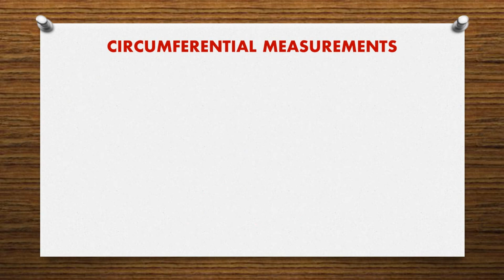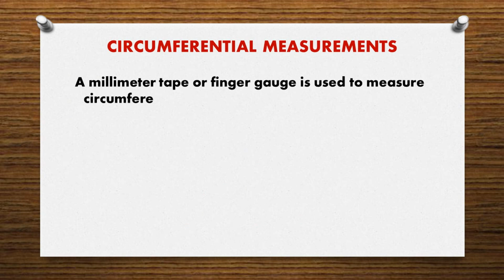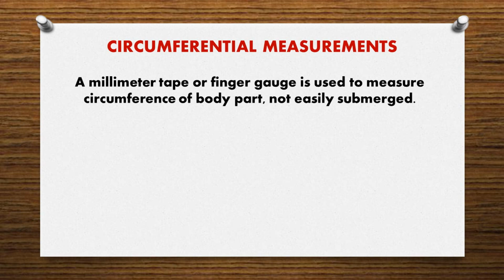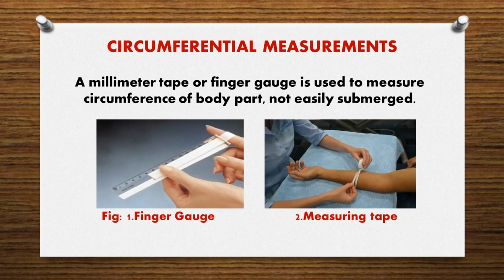Then the next variety is circumferential measurement. In this, a millimeter or a finger gauge is used to measure the circumference of body parts not easily submerged. So those cases in which we cannot apply the volumeter, in those cases circumferential measurements are used. So these are a few examples.